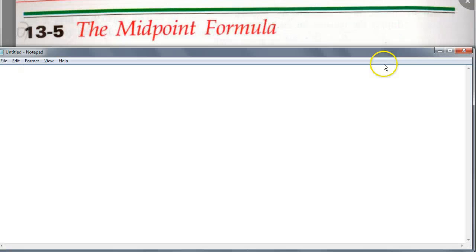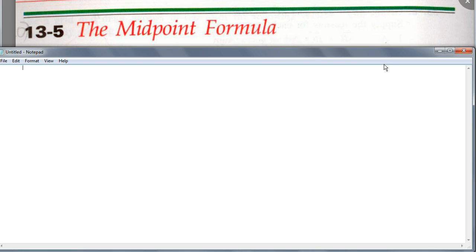Good. Now that we've done some examples, let's think about how we get this midpoint formula. We're kind of working backwards. The midpoint formula is the average of the x's and the average of the y's. And we'll do some more examples afterwards.